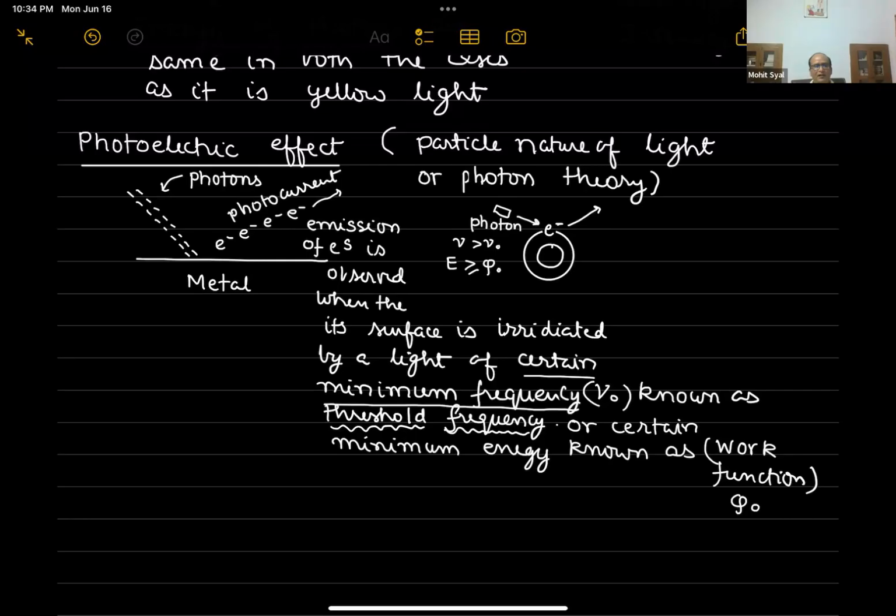It is like, suppose I try to push my table for 1 hour with a very small amount of force with just one finger, my table will not move whether I push it for 1 day or 2 days. If I'm not putting appropriate force, will it move? No. Getting my point? Same way, photoelectric emission or the photocurrent will be visible only if you use photons of minimum energy. That minimum energy is known as work function, or the minimum frequency is known as threshold frequency. Got it? Is that clear?